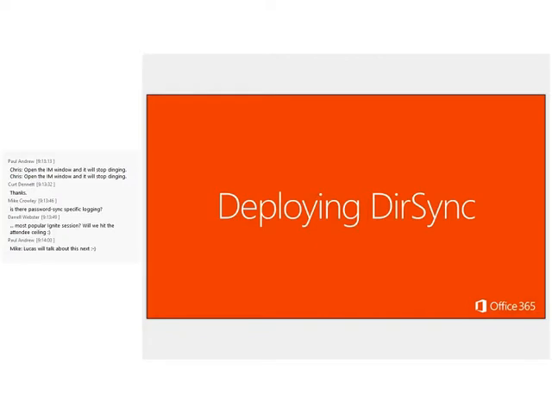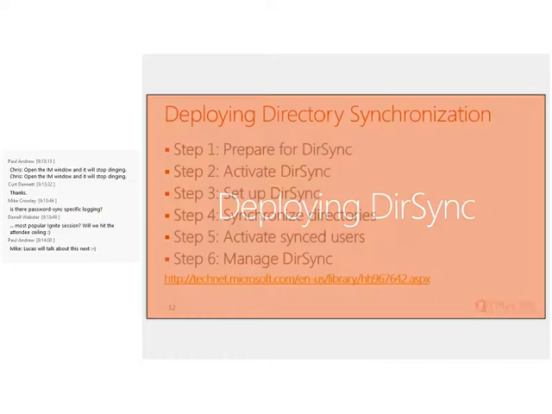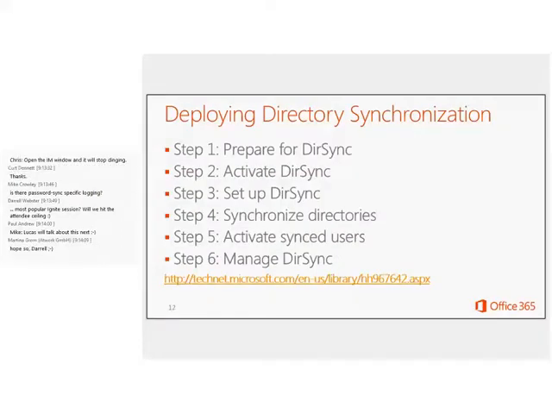So let's jump into deploying dir sync. And here you see the typical steps you would go through to deploy the Windows Azure Directory Synchronization tool. We have some preparation steps. You need to activate dir sync within the tenant. And then you need to set up your dir sync server. At that point, you can proceed with synchronizing the directories. Once users are synchronized, you activate users or you license the users to give them access to services. And finally, there are tasks related to managing dir sync.